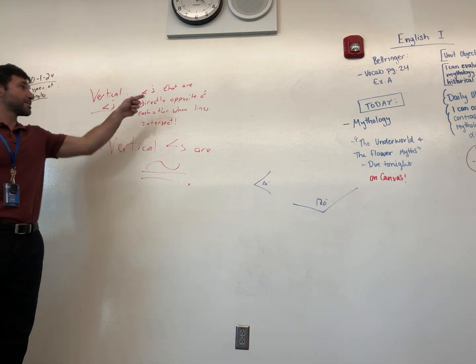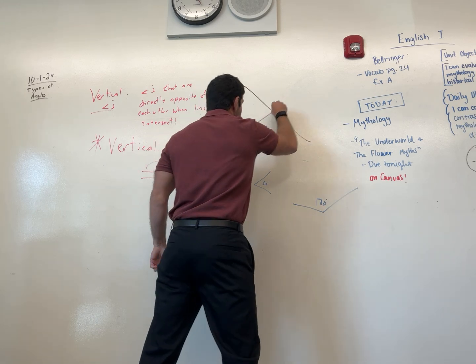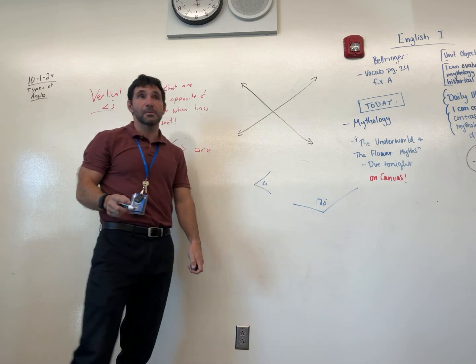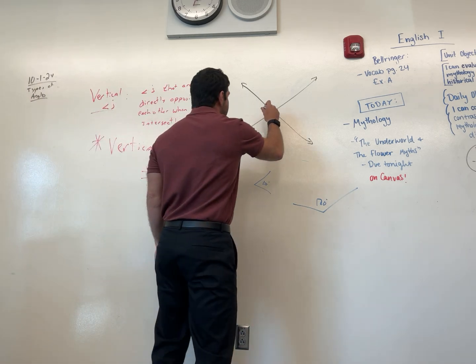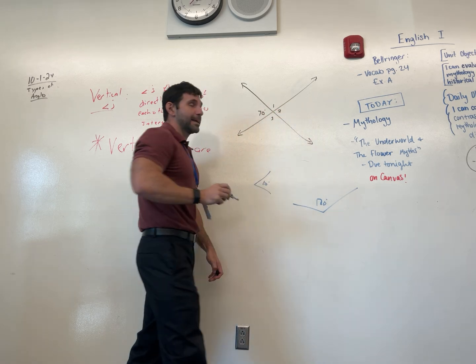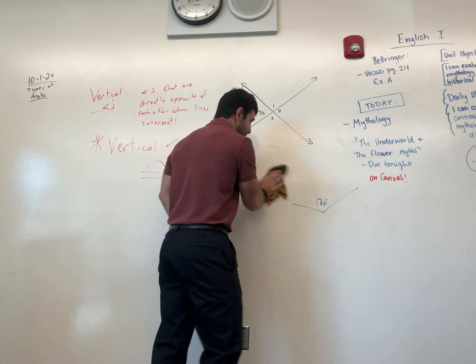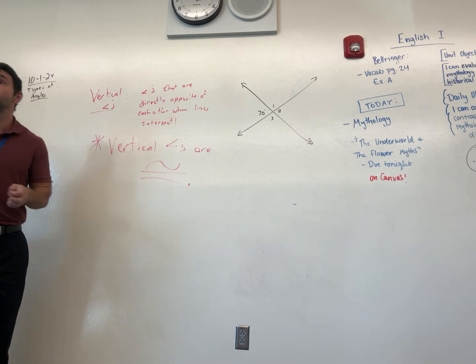Vertical angles are angles that are directly opposite of each other when lines intersect. There are my intersecting lines. Does anybody disagree that those are my intersecting lines? Okay. All I need is one thing. If I know this is 70 degrees, I can find the measure of everything else. I can find the measure of angle 1, 2, and 3.